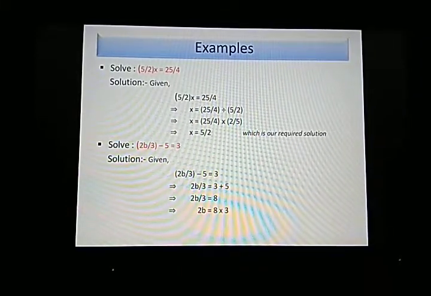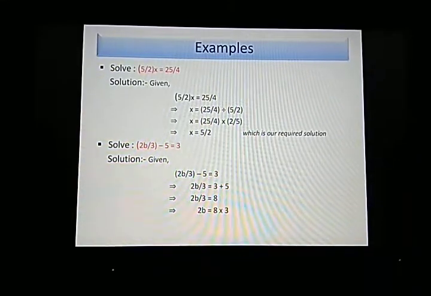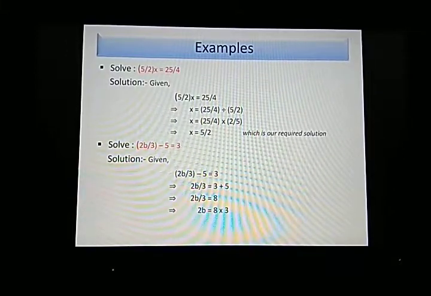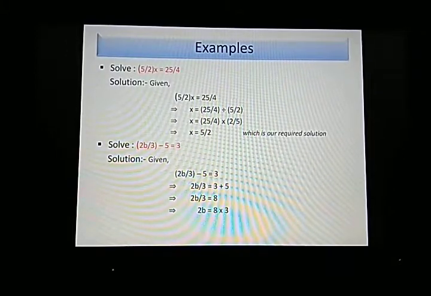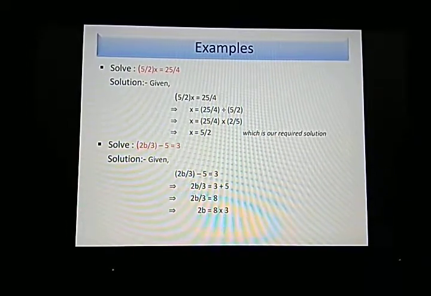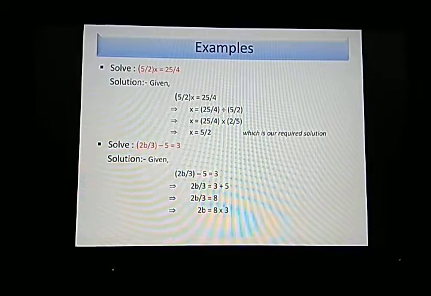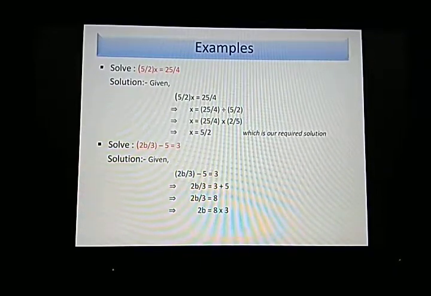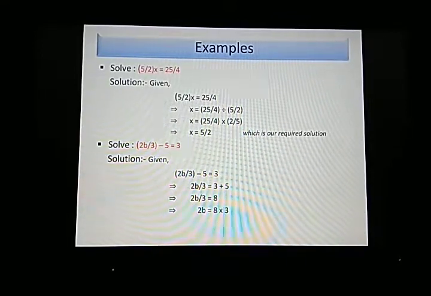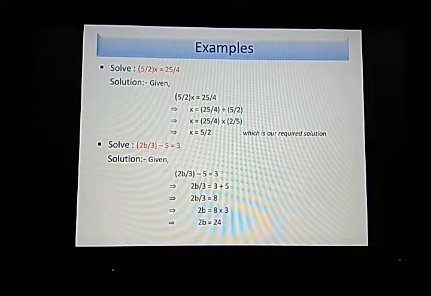Or we can do one thing: instead of shifting 2 by 3 to the right hand side, we can shift part by part. That is, we can shift 3 to the right hand side. So if you shift 3 to the right hand side, on the left hand side it was divided. Since it changed its side, or since it has been transposed, it will now be multiplied. So 8 into 3, that is 24. So we now got 2b equals 24.